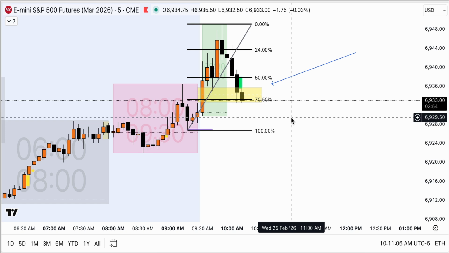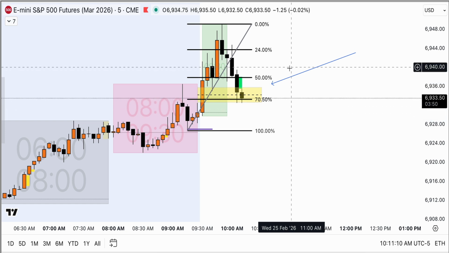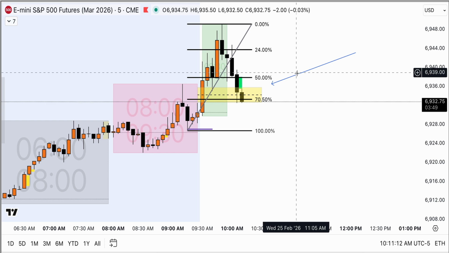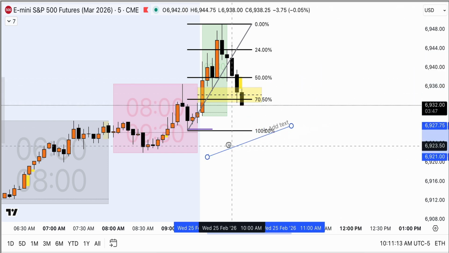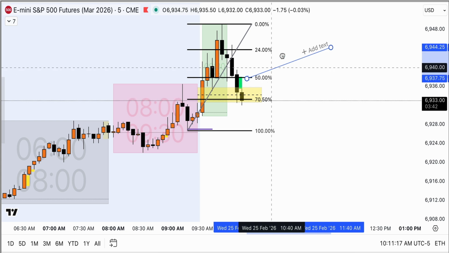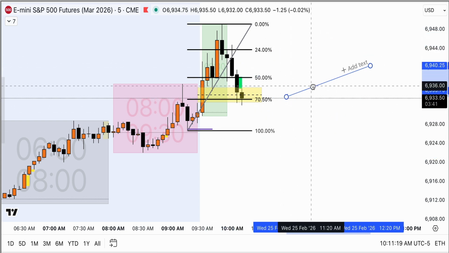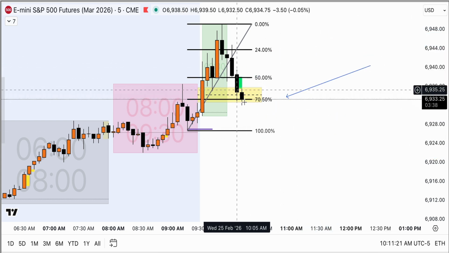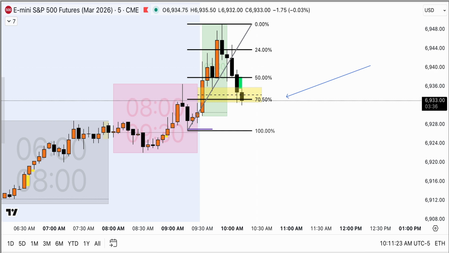There may be a reversal trade, a short trade, but I would have to wait for price to then close or get below this pink box in order to then rerun the model. But I'm still watching this 5 minute fair value gap.